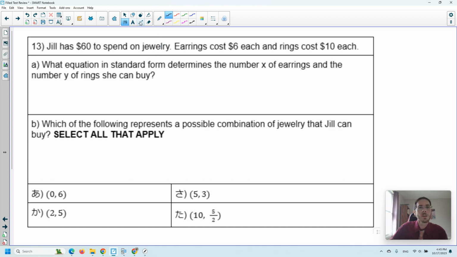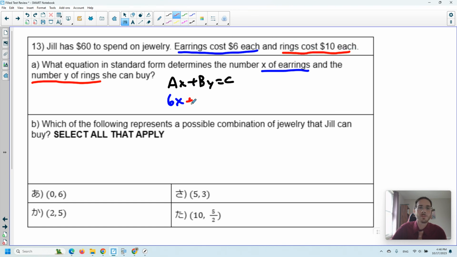and the number of rings y she can buy. So again, we'll just start off with the equation: Ax plus By equals C. So x is going to be the earrings. They cost $6 each, so 6x. Rings are $10 each, so 10y. And C we said was the total. So C is 60. So there we go. So that's it. We're kind of done with part A.